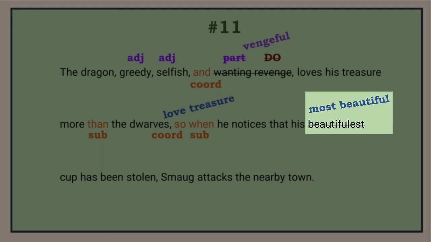Beautifulest isn't a word. While the sentence doesn't clearly state that there are more than two cups, it seems logical that a dragon would have a lot of treasure. That's what dragons do. But if you want to argue that more beautiful works, that's okay.